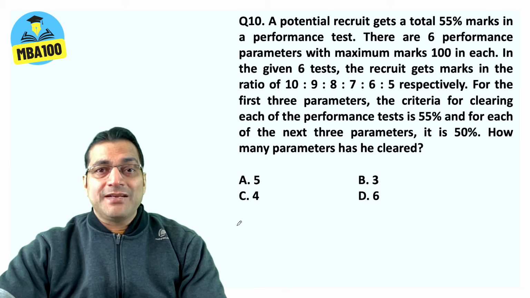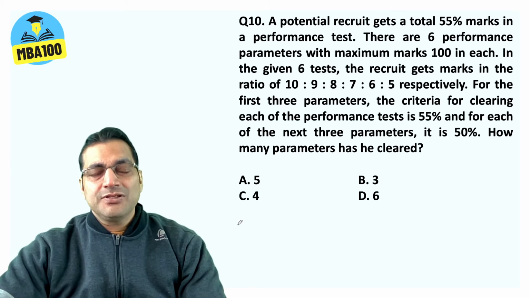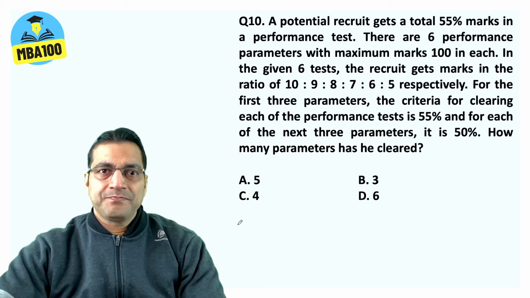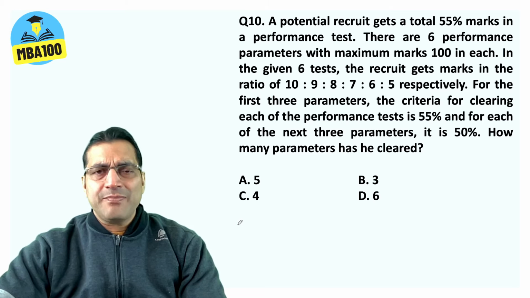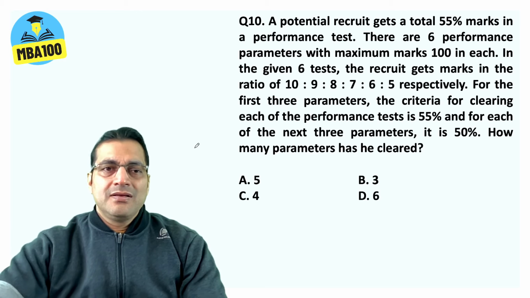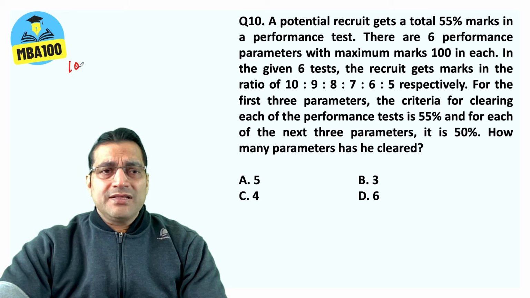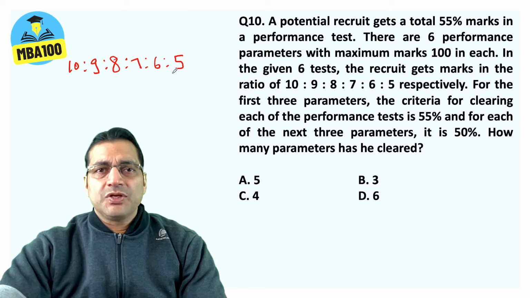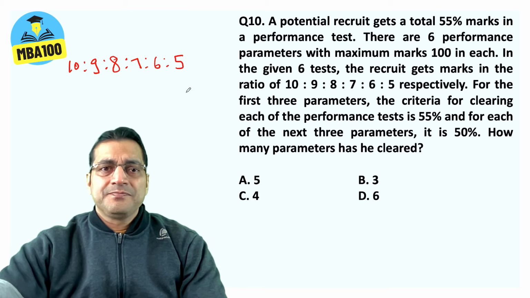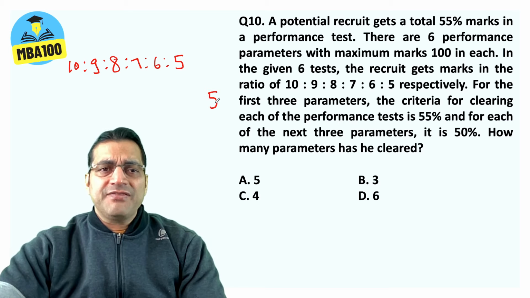Okay, question number 10. Again, pause the video, try to do it. This also could have been done in a jiffy. Trust me. Look, this person scores in the ratio 10, 9, 8, 7, 6, 5 on these 6 parameters. His average is 55%.